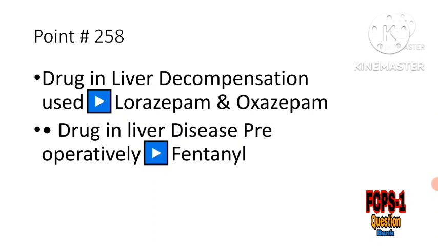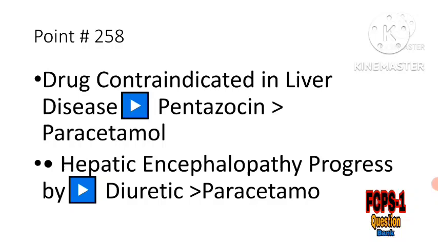Drug used in liver decompensation is lorazepam. If it is not present in the option, then choose oxazepam. And drug used in the liver disease preoperatively is fentanyl. Drug contraindicated in liver disease is pentazocine. If it is not present in the option, then choose paracetamol. Hepatic encephalopathy is precipitated by diuretics. If it is not present in the option, then choose paracetamol. Always avoid diuretics in this case.